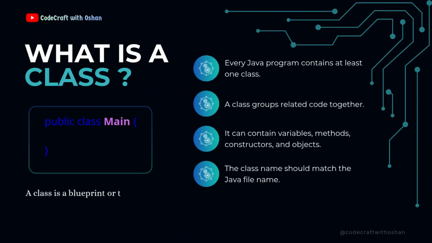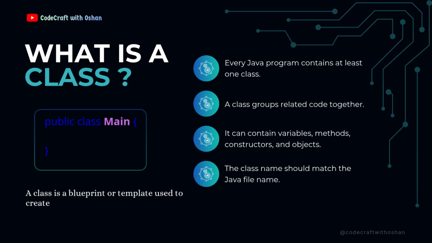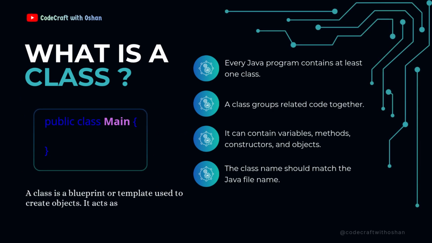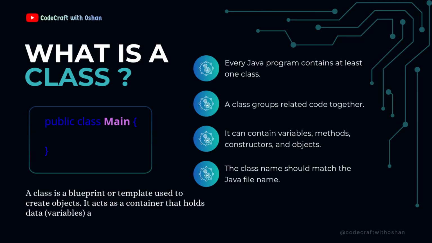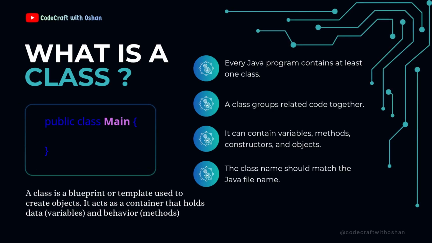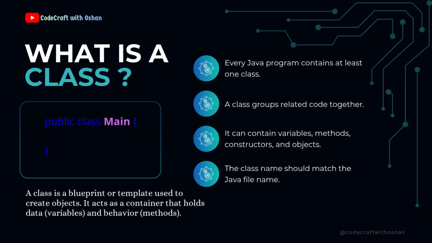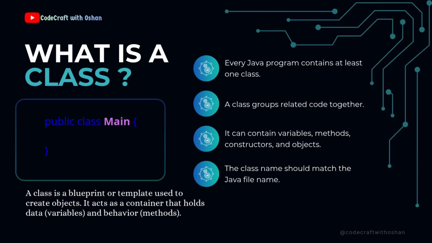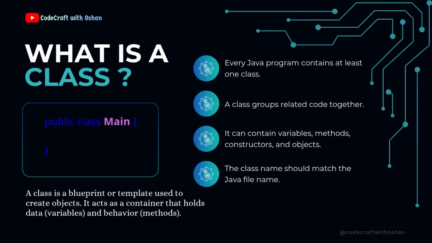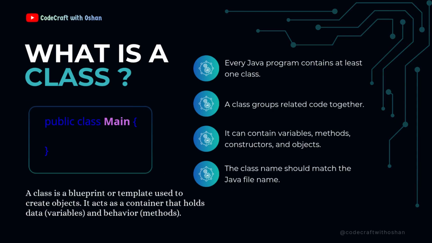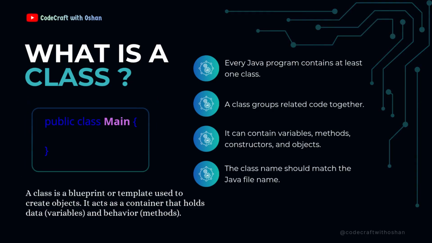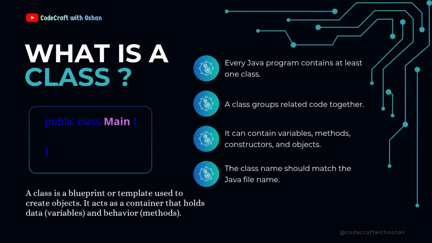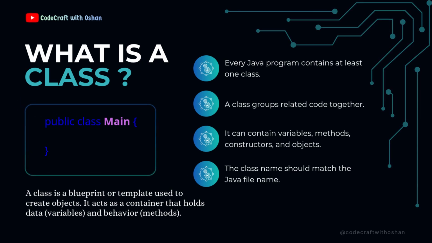Before we jump into coding, let's understand one important concept: the class. Every Java program contains at least one class. You can think of a class as a blueprint or a template. A class acts as a container that holds our program's code. Inside a class, we can have variables, methods, constructors, and many other components. One important rule to remember is the class name must always match the file name. That's why we'll create a file called Main.java, because our class will also be named Main.